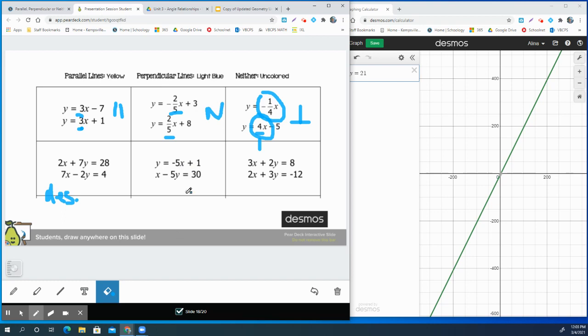This one too, you're going to have to put into Desmos. Notice that this one is y equals mx plus b, but this one is not. So you're going to have to put these into Desmos. Okay, so some of them will be obvious and some of them you're going to have to look at.